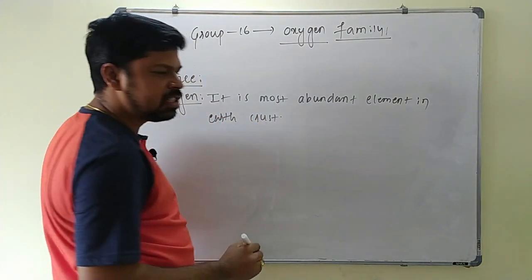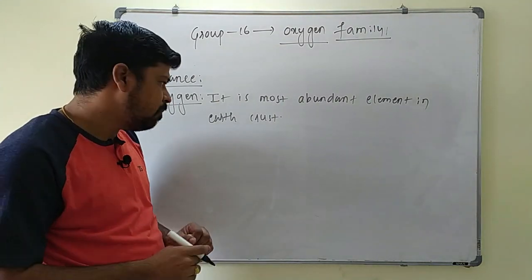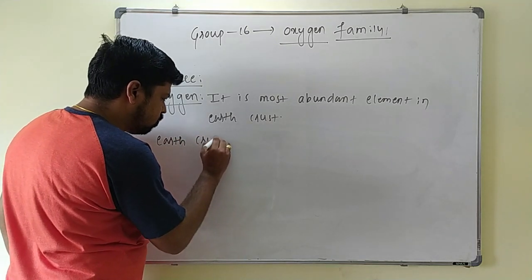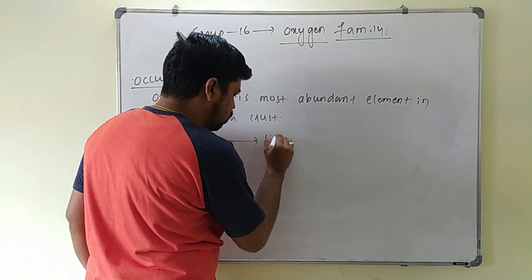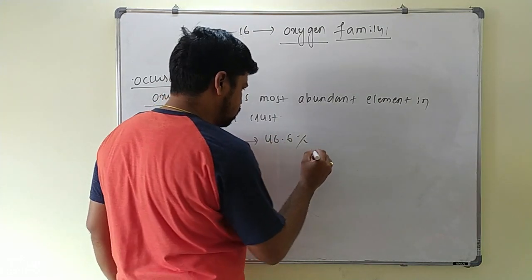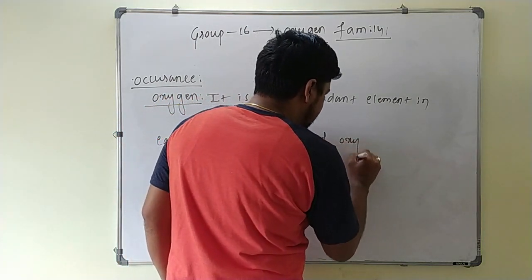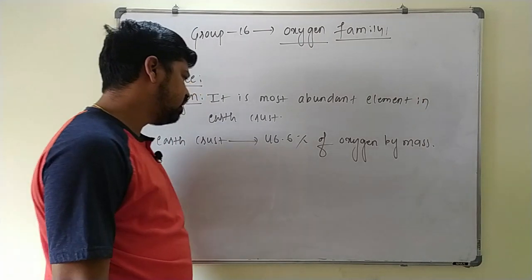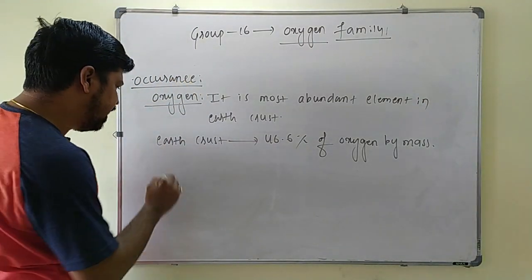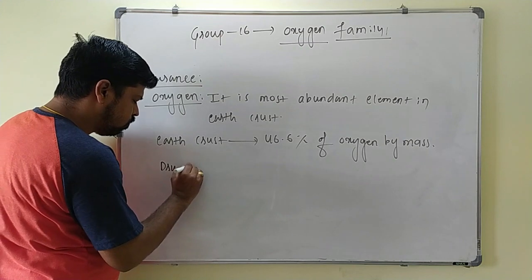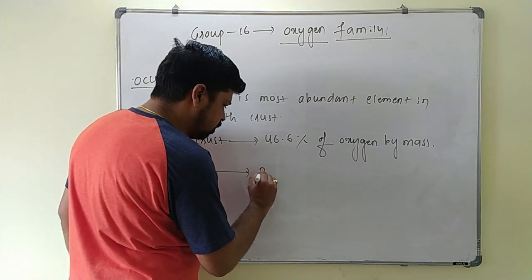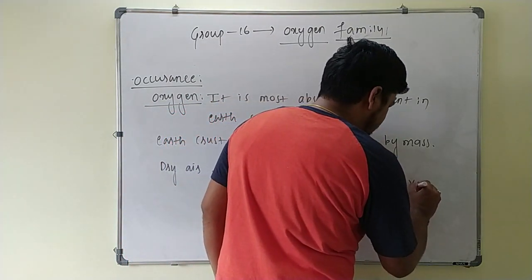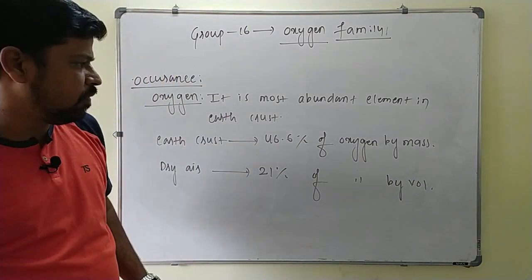So here earth crust contains 46.6% of oxygen by the mass. Okay. Next, in the atmosphere, the dry air contains 21% of oxygen by volume. This is the occurrence of oxygen.